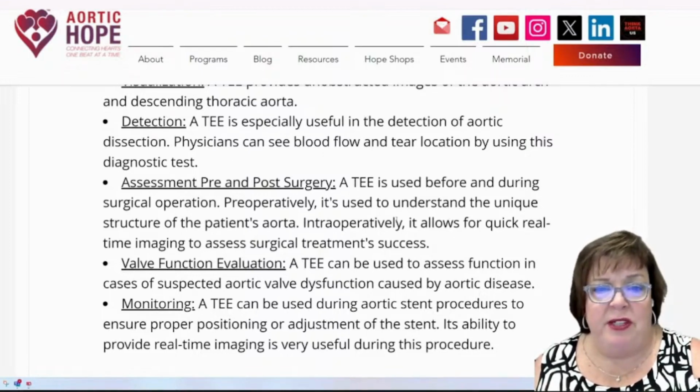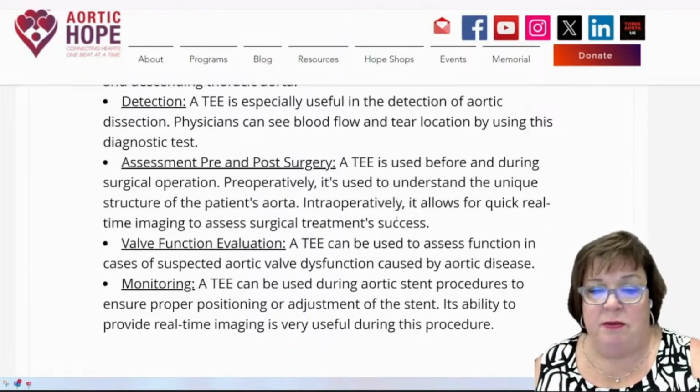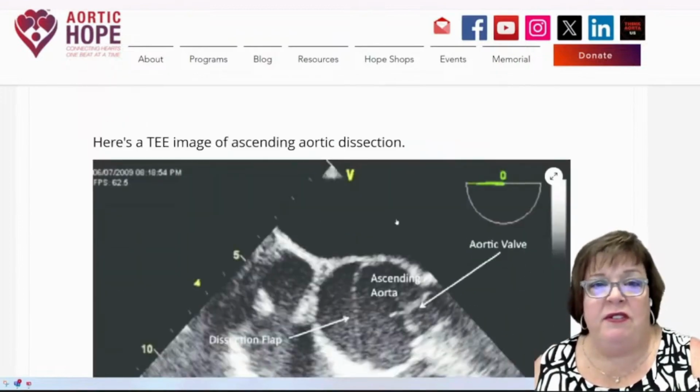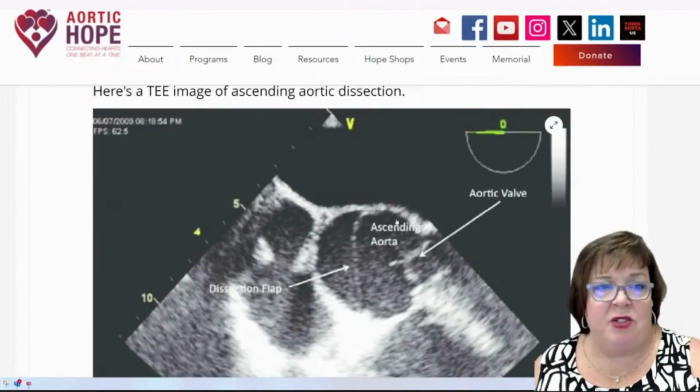Valve function evaluation. A TEE can be used to assess function in cases of suspected aortic valve dysfunction caused by aortic disease. Monitoring. A TEE can be used during aortic stent procedures to ensure proper positioning or adjustment of the stent. Its ability to provide real-time imaging is very useful during this procedure. Here's an image of a TEE. Here's a TEE image of an ascending aortic dissection.